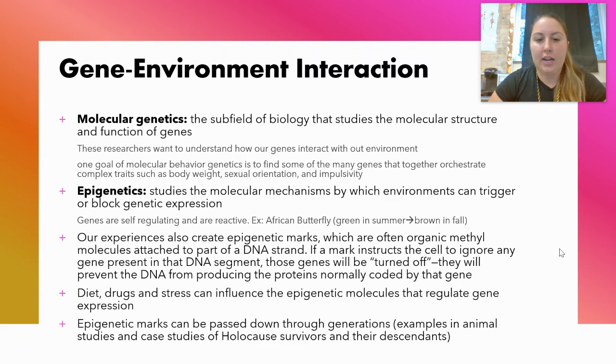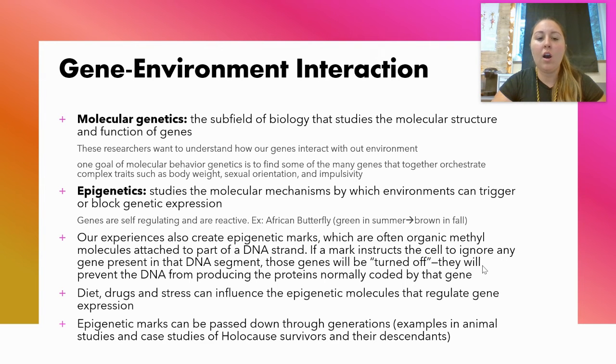Then we have epigenetics. Epigenetics studies the mechanisms by which environments can trigger or block genetic expression. One thing to know is that genes are self-regulating and react to the environment. There are these African butterflies, and in the summer, they are green. But in the fall, the temperature acts as a trigger to the gene to change the proteins being made, and it changes the color of the butterfly into brown. So they're self-regulating and they're reactive.